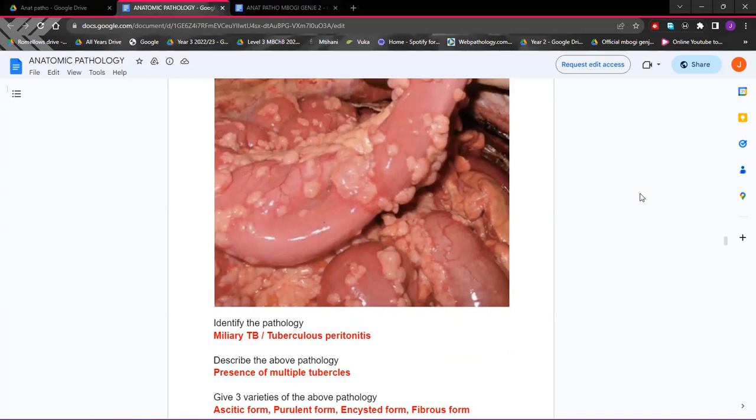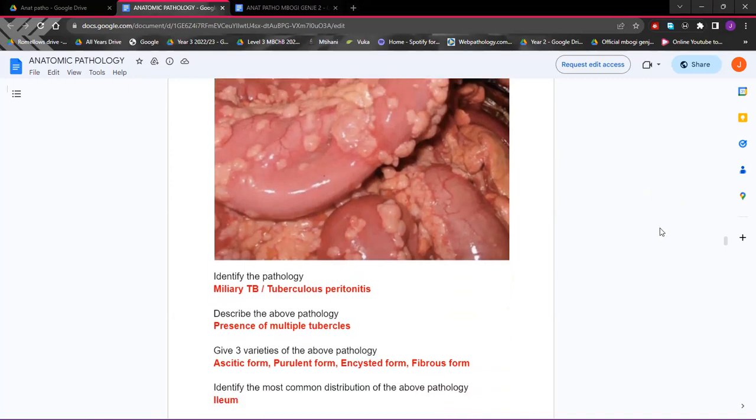Now give three varieties of the above pathology. We have ascitic form, purulent form, encysted form, and fibrinous form. Identify the most common distribution of the above, or where they most commonly occur. So we have them occurring mostly at the ileum, specifically the ileocecal junction. You'll find them there a lot.